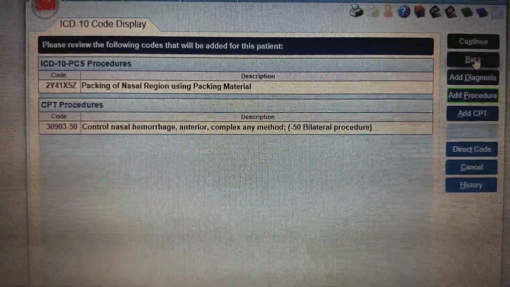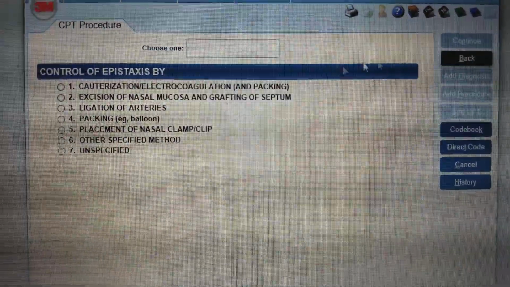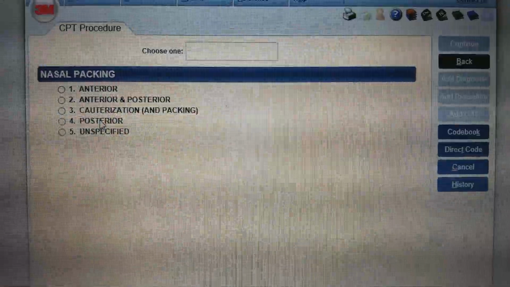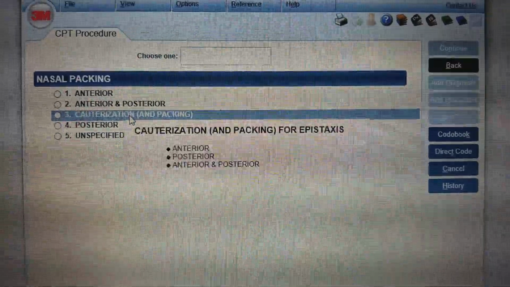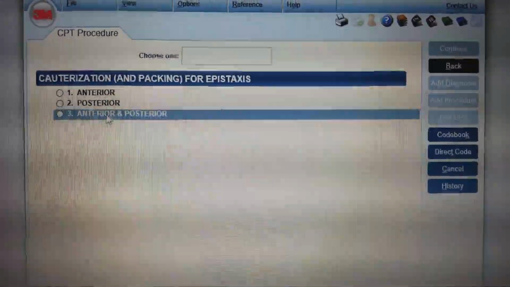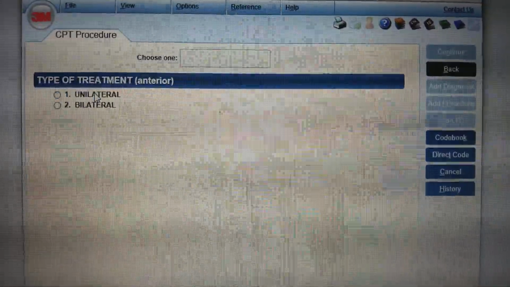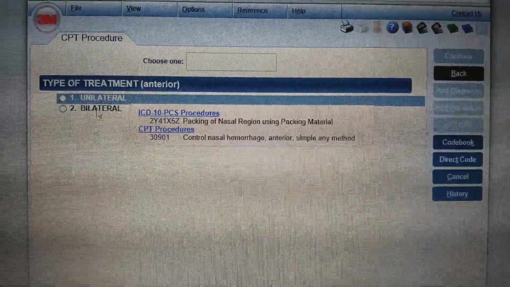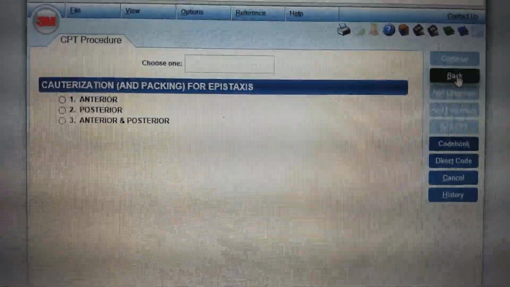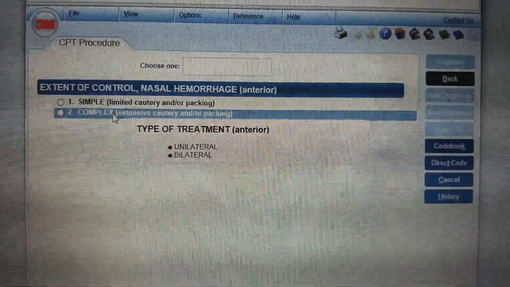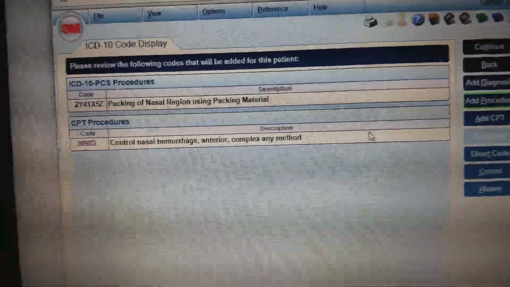So like if we go back, you just hit your back button to go backwards, and let's try packing with a balloon and see what we get. So anterior, posterior, cauterization and packing, posterior. I went with anterior before, but I want to see where this cauterization and packing takes me. So anterior, and simple goes with unilateral, bilateral. Gives us a whole different code. And since we already know the correct code is 30903, I'm going to go back. I want to try that complex and see what I get. Unilateral is 30903. So we could have got to 30903 either way.